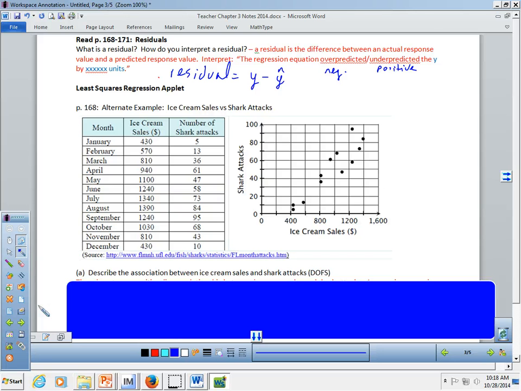We do not want to do this by hand very often. There is a way to do it. I'll show you that in a couple of minutes, but our calculator will do all of that heavy lifting for us. So there's an example here we can go through, and this least squares regression applet we'll take a look at in class tomorrow, or maybe Thursday.